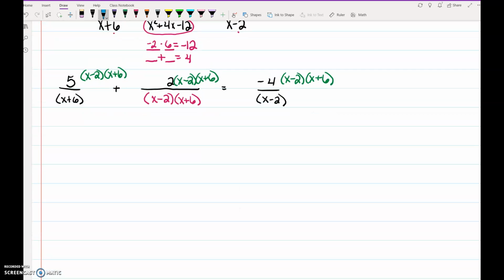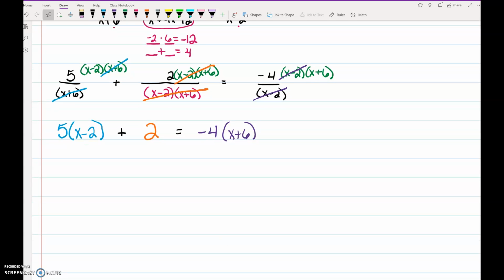In the first term, x plus 6 cancels, and we are left with 5 times the quantity x minus 2. In the second one, both sets of parentheses cancel, and we're just left with 2. And in the last one, x minus 2 cancels, and we're left with -4 times the quantity x plus 6. What do you suppose is our next step? Distribute.